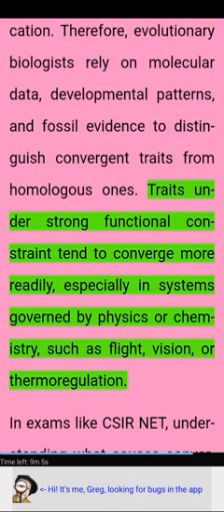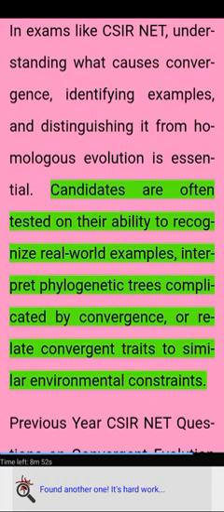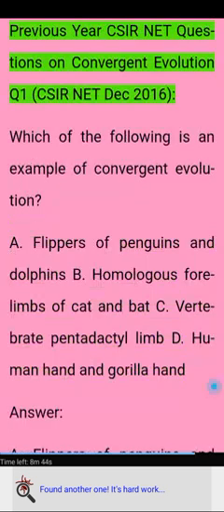Traits under strong functional constraint tend to converge more readily, especially in systems governed by physics or chemistry, such as flight, vision, or thermoregulation. In exams like CSIR-NET, understanding what causes convergence, identifying examples, and distinguishing it from homologous evolution is essential. Candidates are often tested on their ability to recognize real-world examples, interpret phylogenetic trees complicated by convergence, or relate convergent traits to similar environmental constraints.